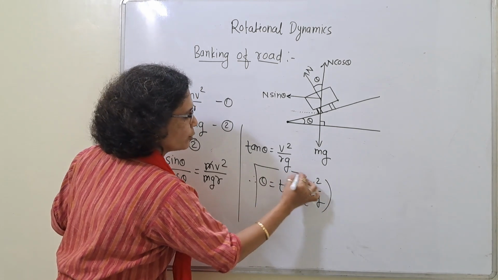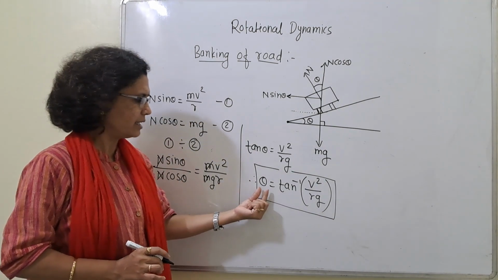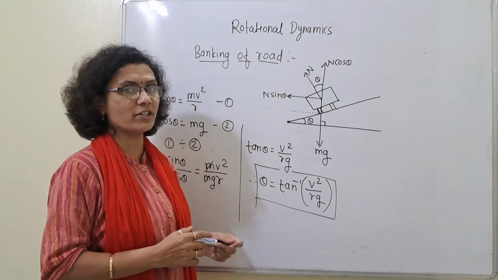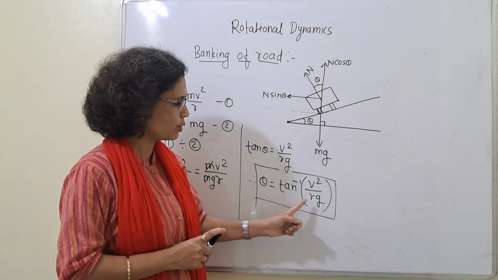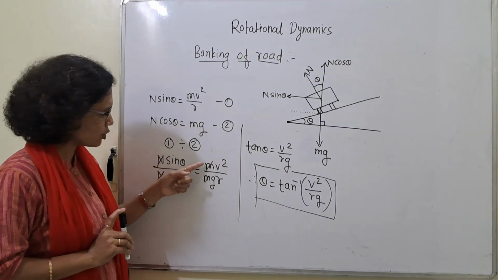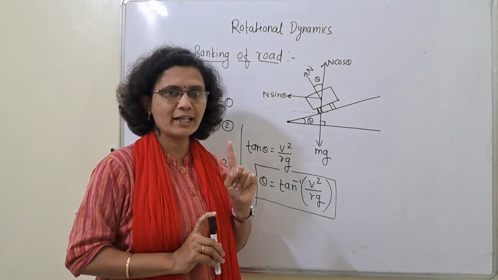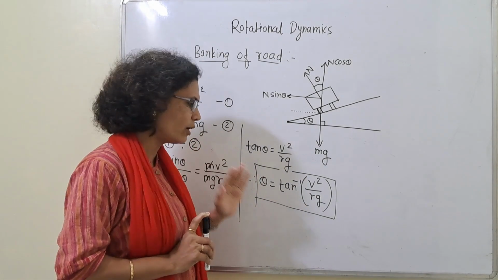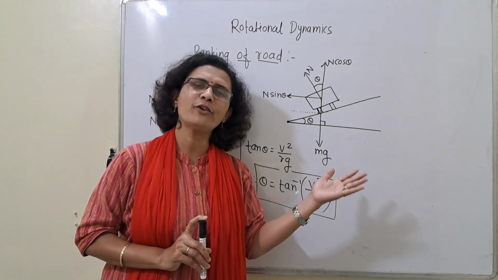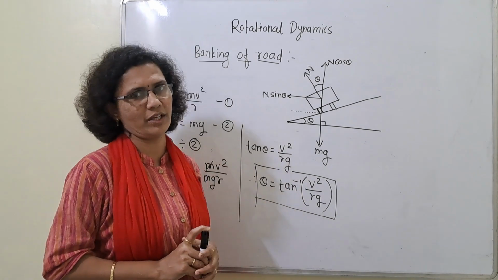This is the formula for the angle of banking, correct? Theta is equal to tan inverse of V square upon rg. If you observe this formula, there is no term for mass. The mass of the vehicle gets cancelled. So this theta, the angle of banking, does not depend upon the mass of the vehicle. This theta is the same for all vehicles.